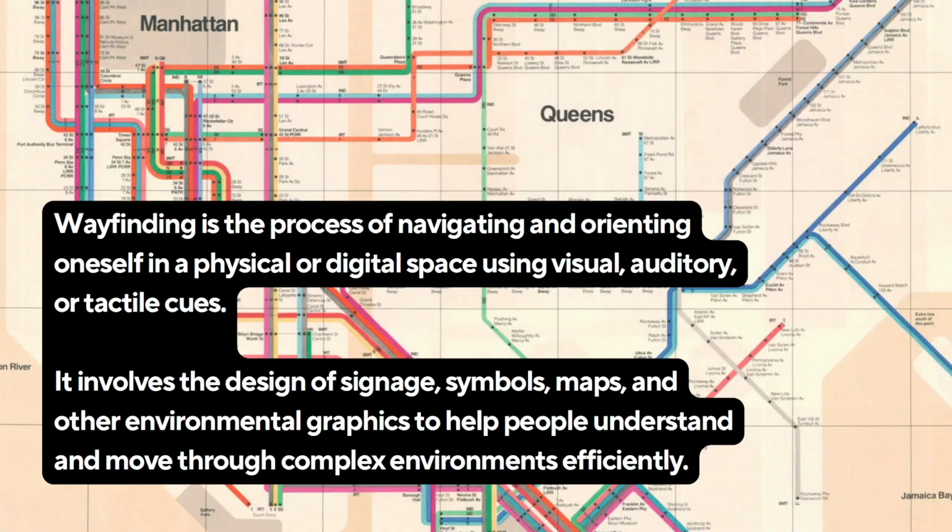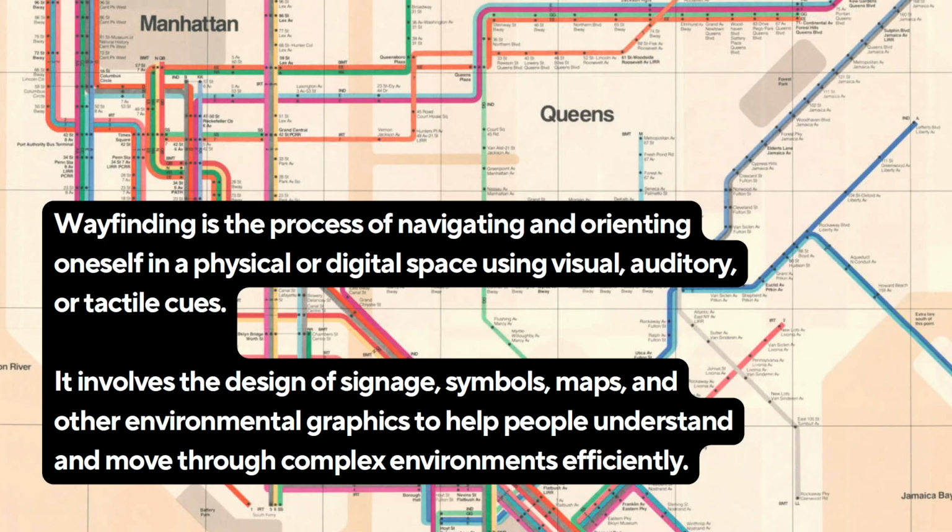We already saw some of this with, like we said, Vignelli. So we have a little bit of groundwork for this already. Wayfinding, if we just want to think about it this way, is the process of navigating and orienting oneself in a physical or digital space using visual, auditory, or tactile cues. It involves the design of signage, the symbols, the maps, the pamphlets, the posters, the kiosks, whatever environmental graphics you're going to need in that project to help people understand and move through whatever complex environment you're designing for efficiently.